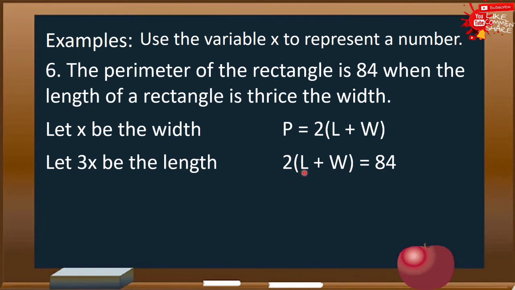And then we will substitute the length and the width in our representation. So we will have 2 times the quantity of our length will be 3x, so that's why we change it to 3x, and then our width is x, so that's why we change it to x. Then equals 84. So this will now be the mathematical sentence for our verbal sentence. The perimeter of the rectangle is 84 when the length of a rectangle is thrice the width. So we have this 2 times the quantity of 3x plus x is equal to 84.